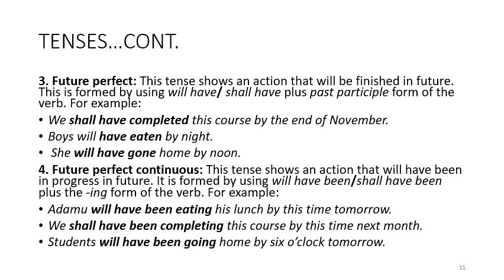Future perfect. This tense shows an action that will be finished in future. This is formed by using will have plus past participle form of the verb. For example, we shall have completed this course by the end of November. Boys will have eaten by night. She will have gone home by noon.